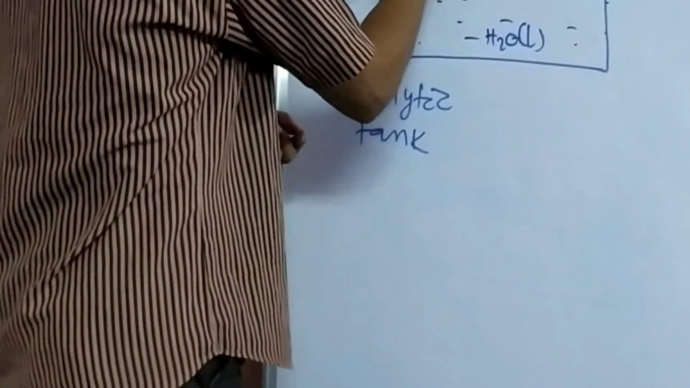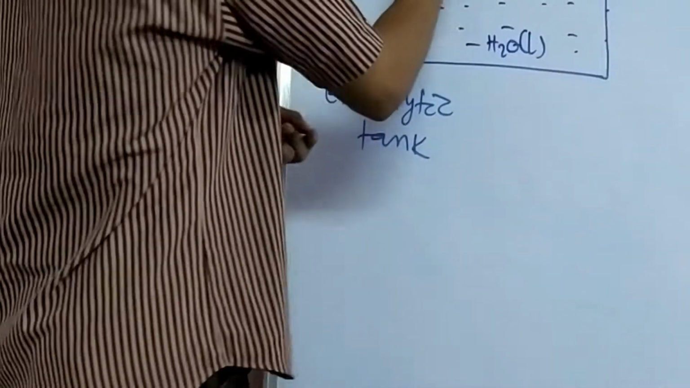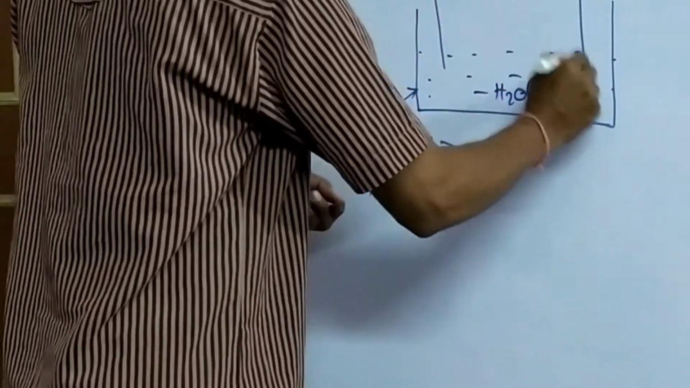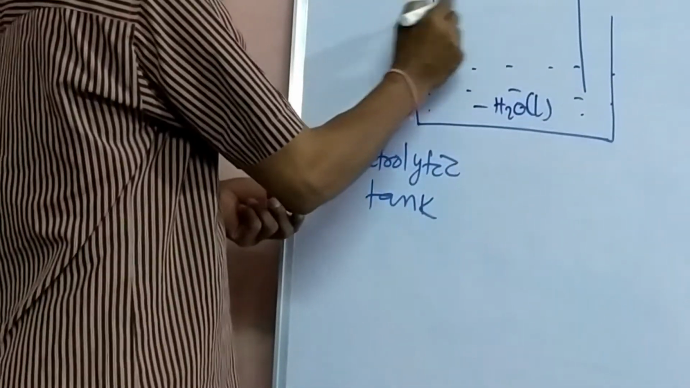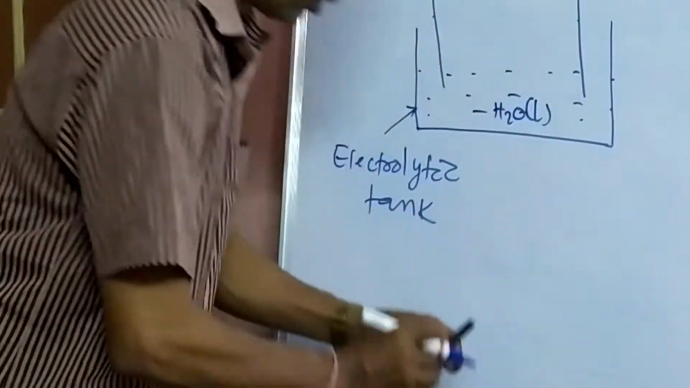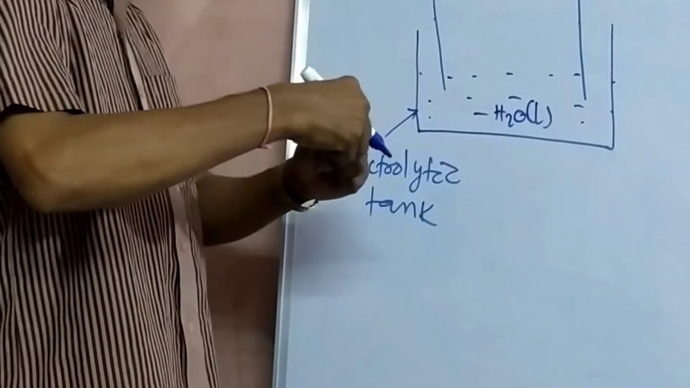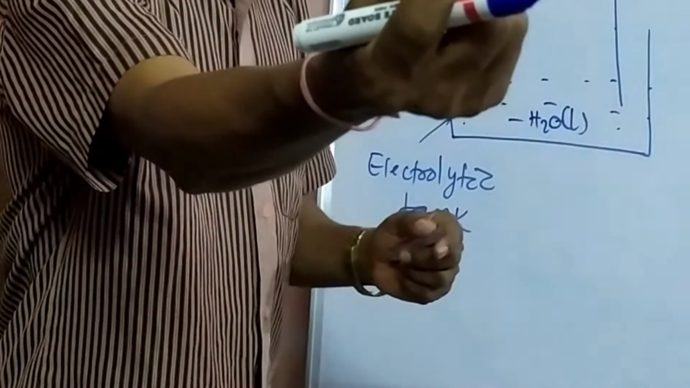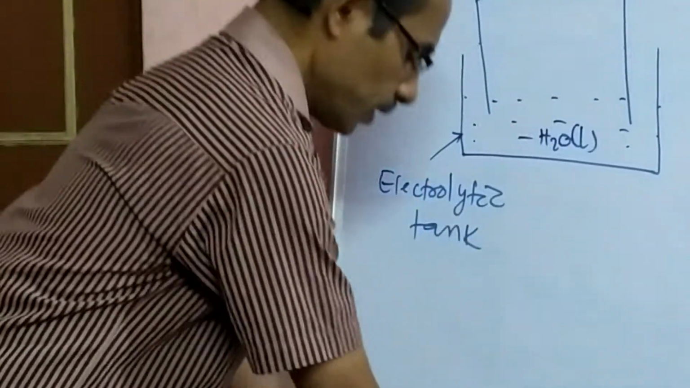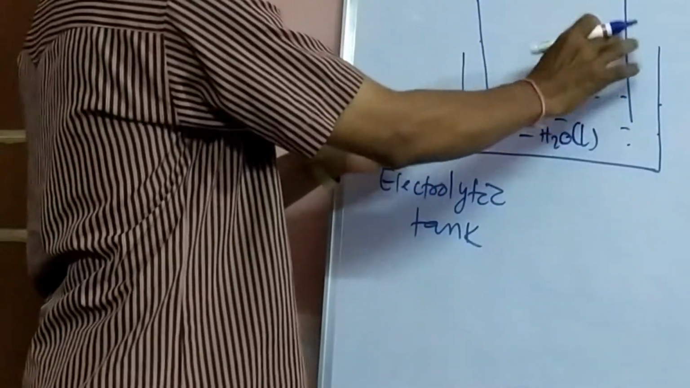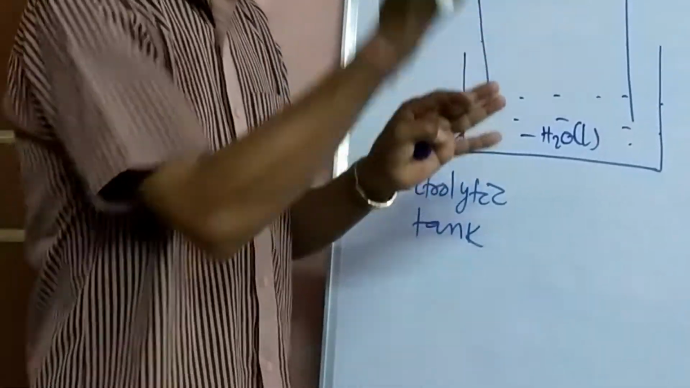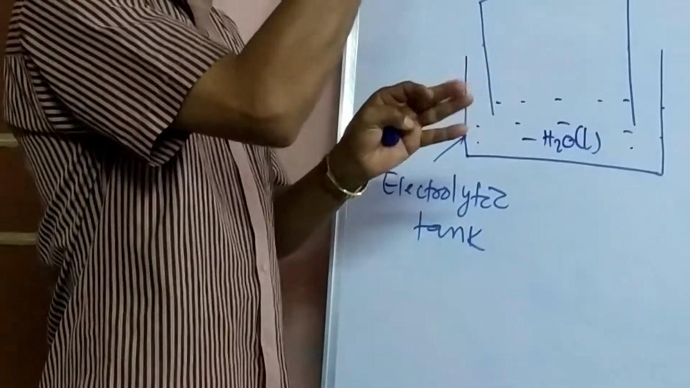Now the two ends, you connect through wires and dip them into the water, right? These two wires are your graphite rods. Already I told you, graphite is available in your pencil also, right? So the two rods here are graphite rods and they act as a conducting medium, a path through which electrons can move, right?